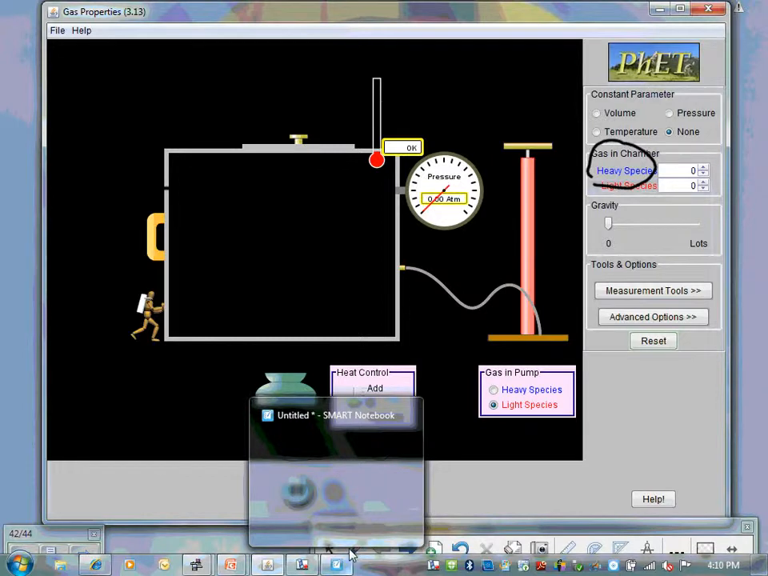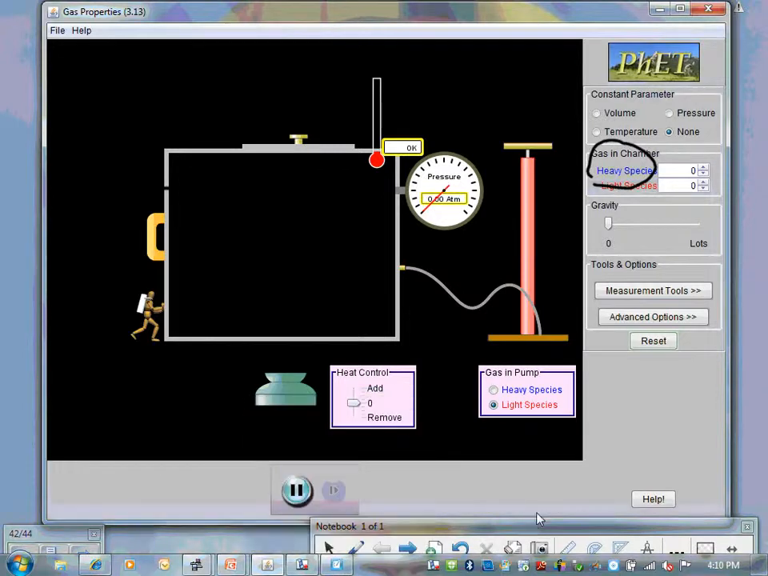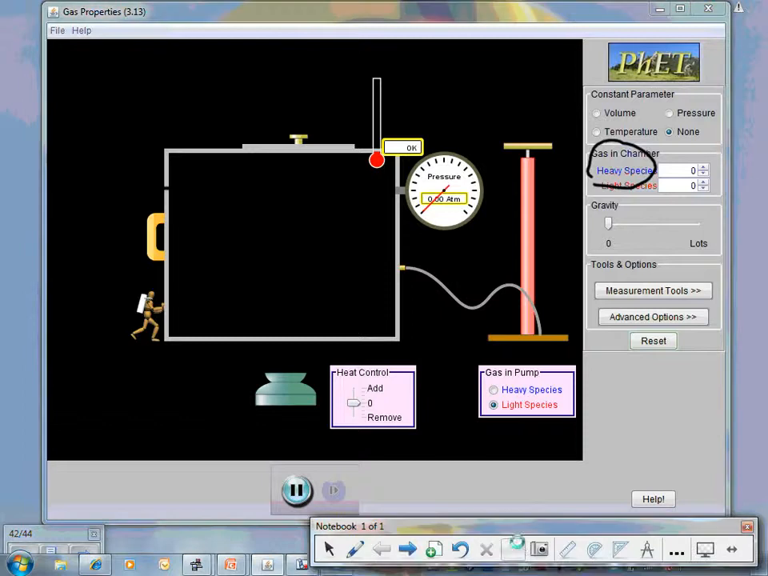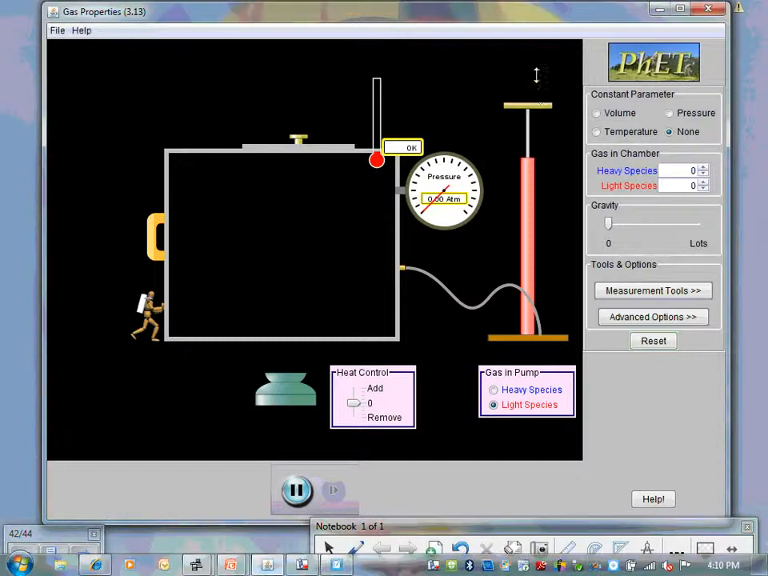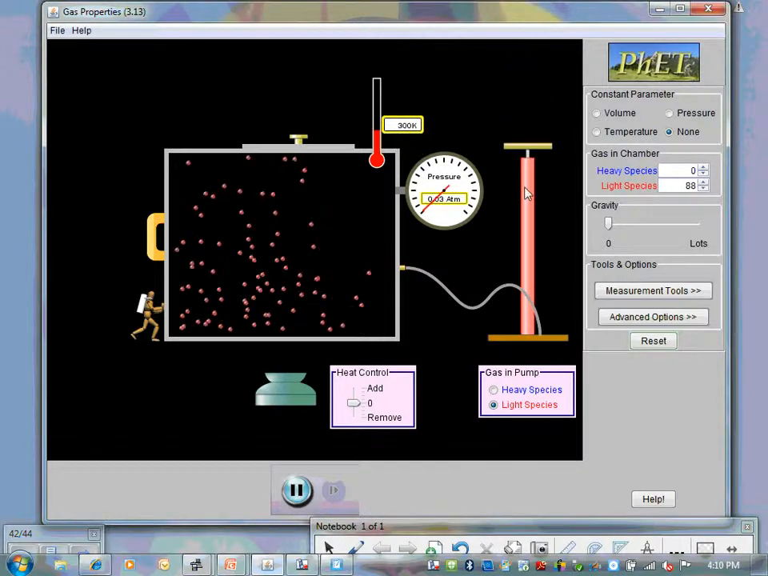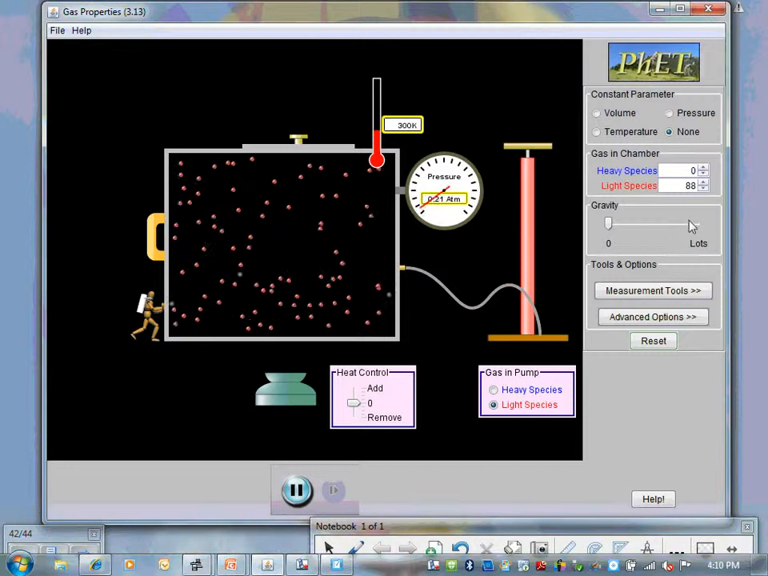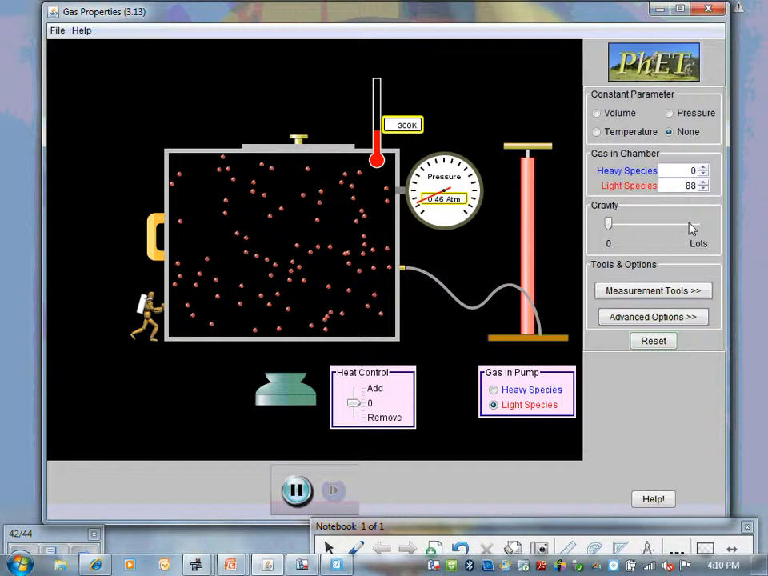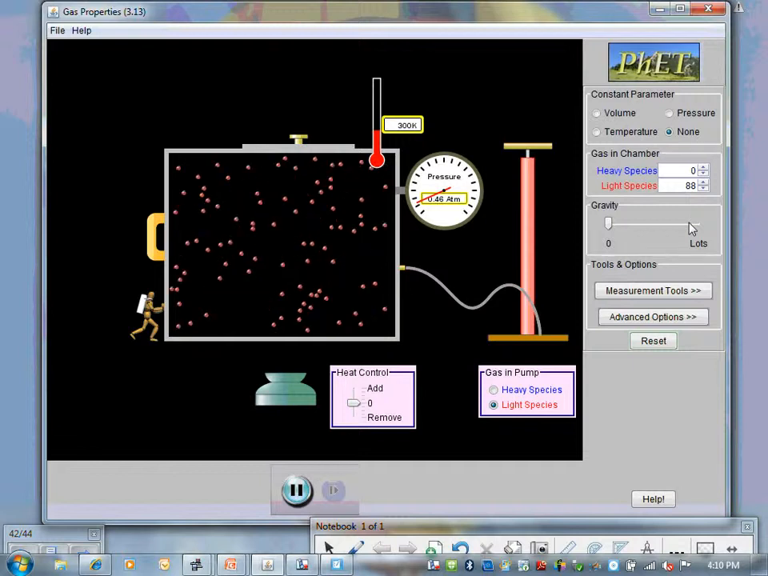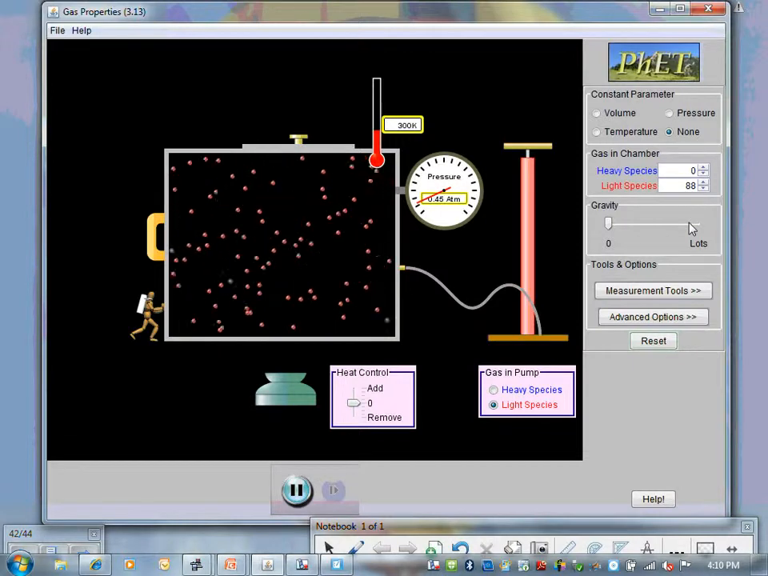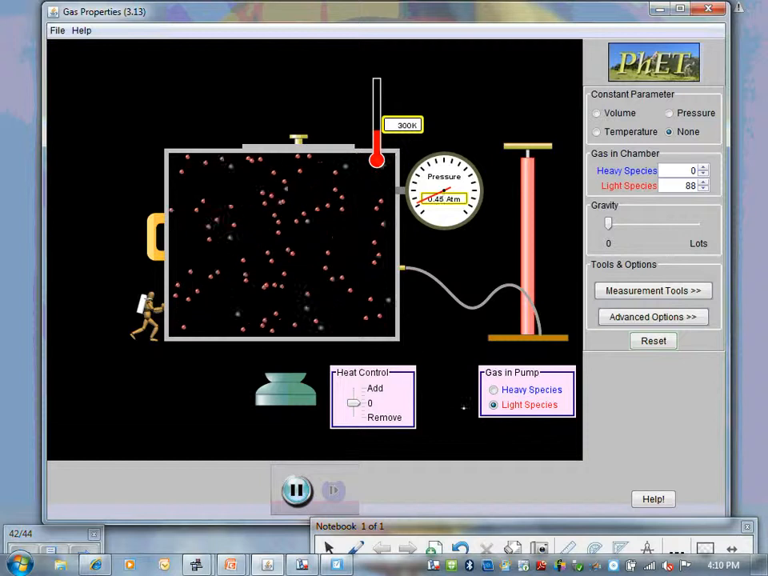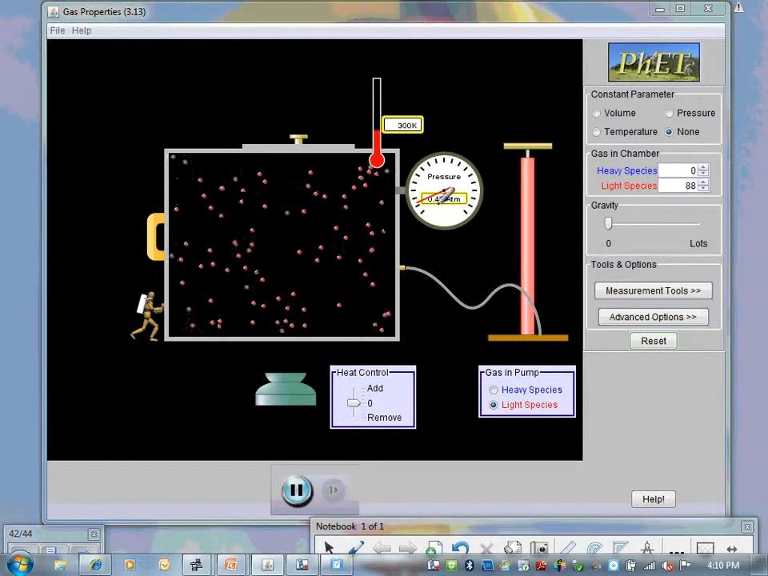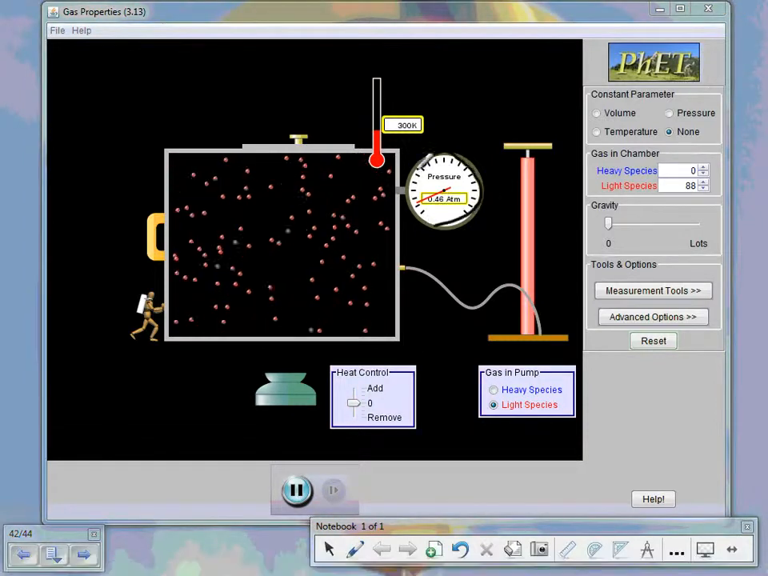Some of you guys got to play with this in class today, and so you're already familiar with what this looks like. But let's put some gas in here first and see what happens. So I'd like you all to keep your eyes on the pressure gauge. So how many particles did I put in there? 88 particles of our smaller gas species. And notice how they go bumping around in there. And our pressure is shown on the pressure gauge right here. So this is what we're watching.